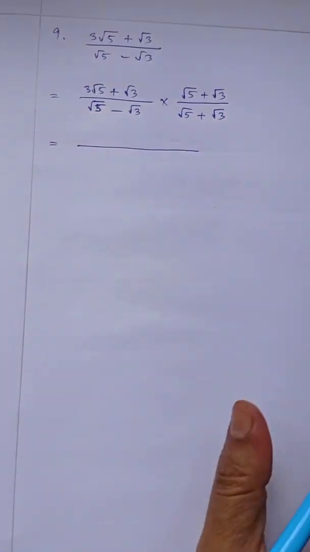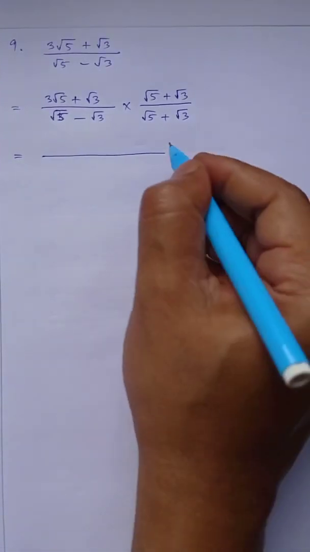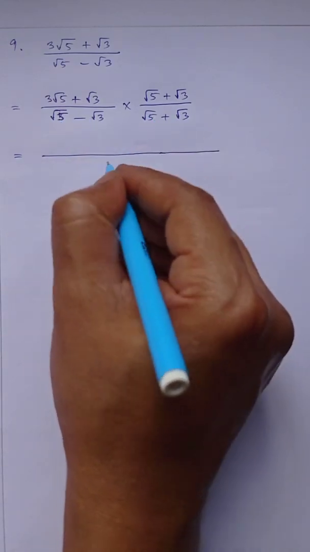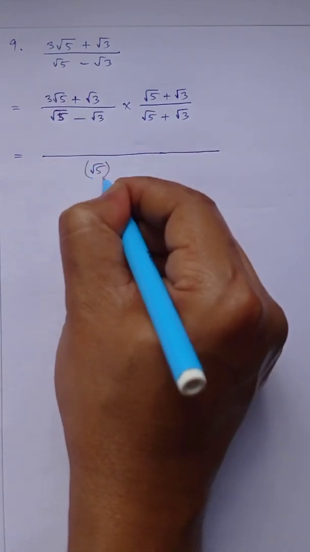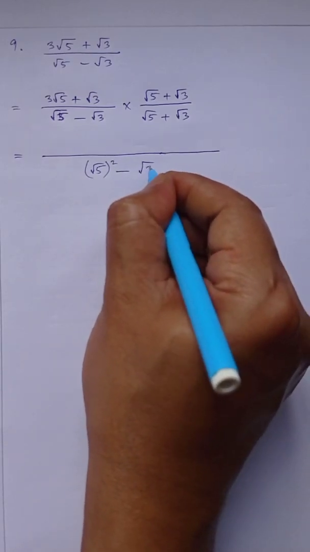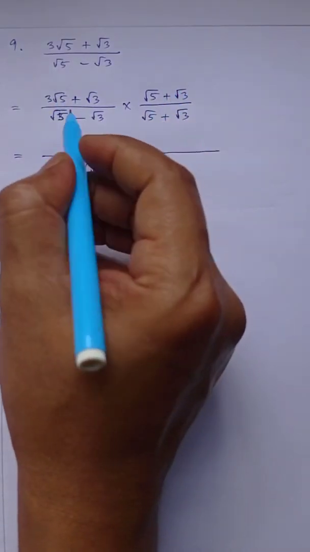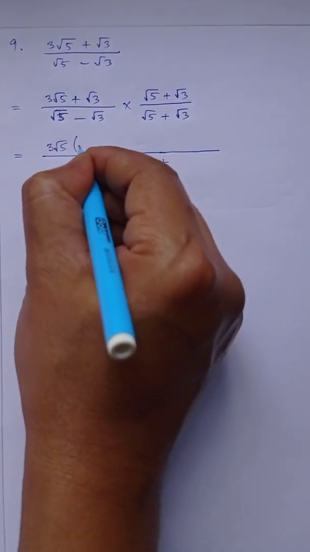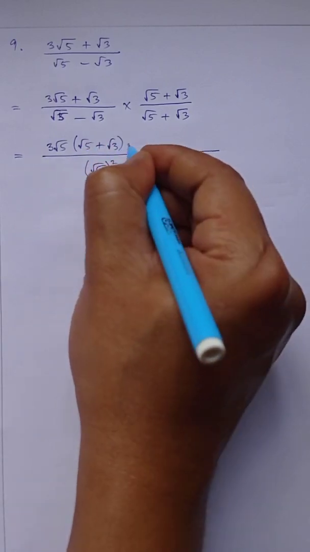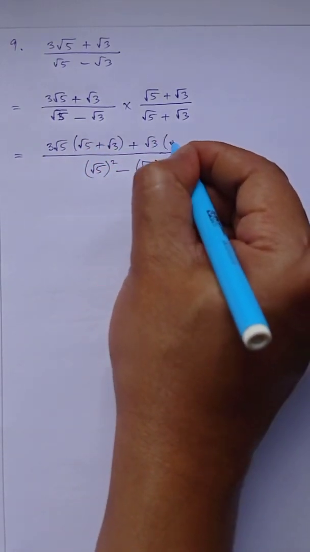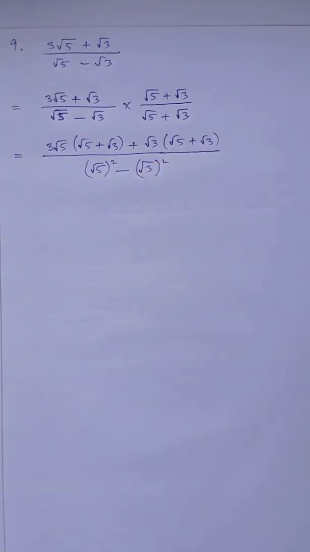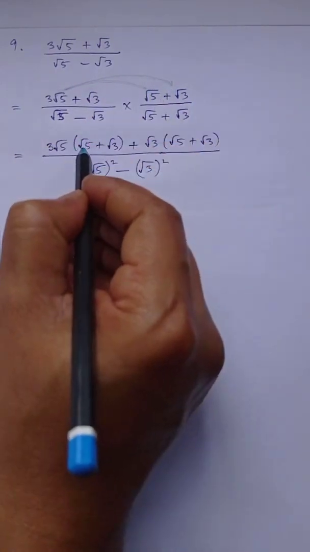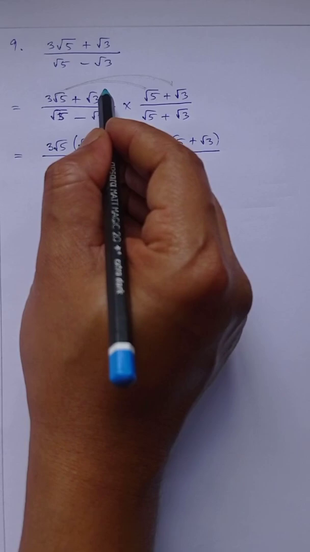We had already learned this type of multiplication. (Root 5 minus root 3) times (root 5 plus root 3) is (a plus b)(a minus b), and it can be written as a square minus b square. Now multiplying the numerators: (3 root 5 plus root 3) times (root 5 plus root 3). How did I multiply? I just used root 5 to multiply these, and then root 3 was used again to multiply these two.